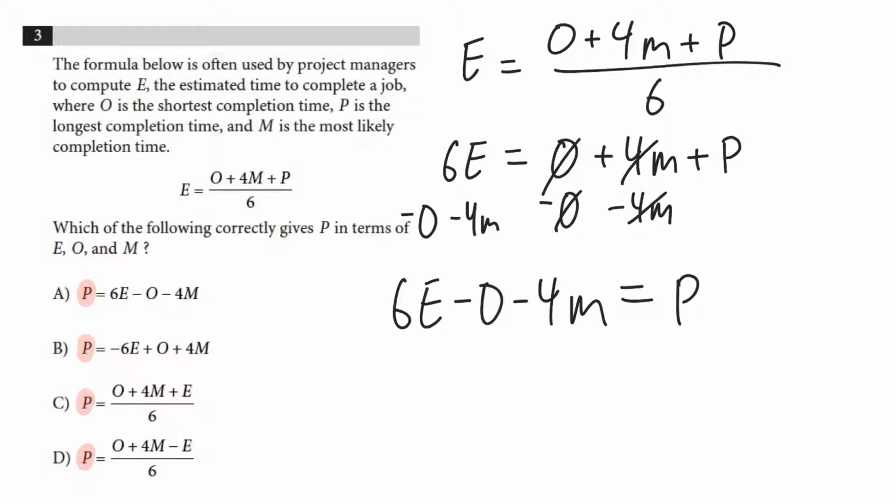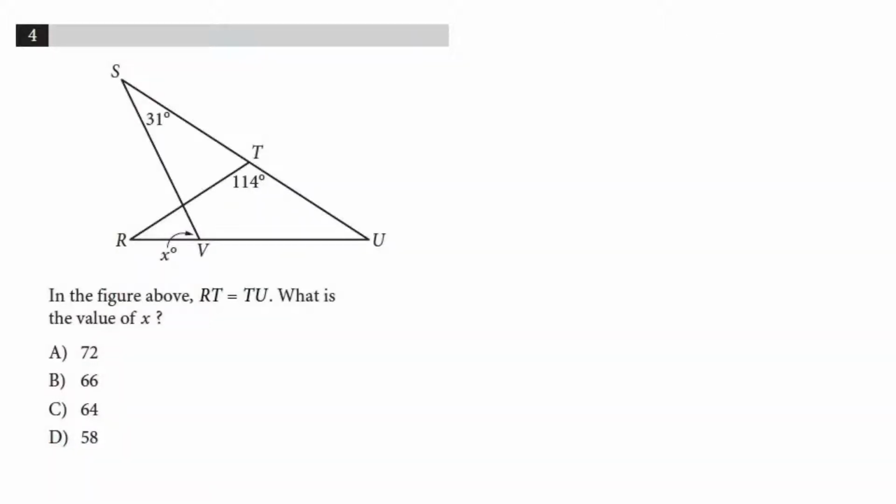Alright, and it looks like that corresponds to A for our solution. Number 4. In the figure above, RT equals TU. What is the value of x?